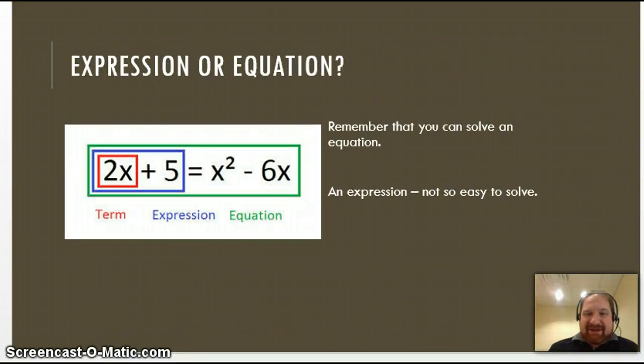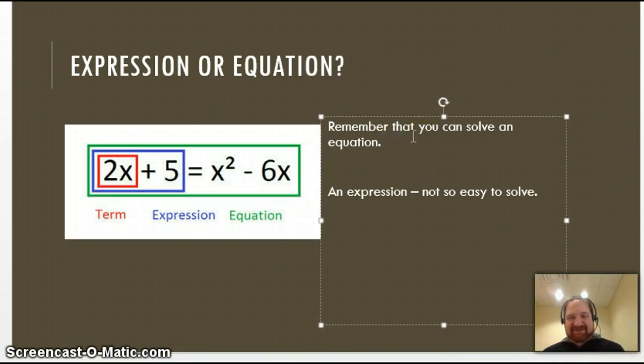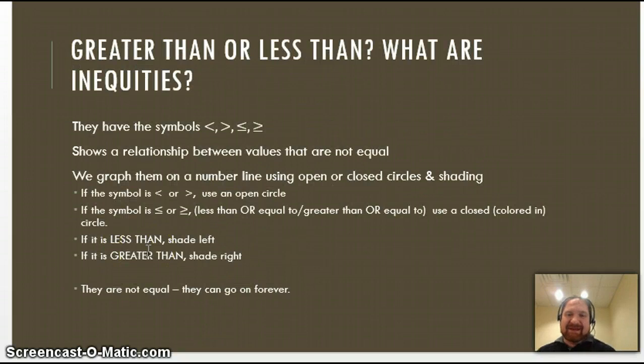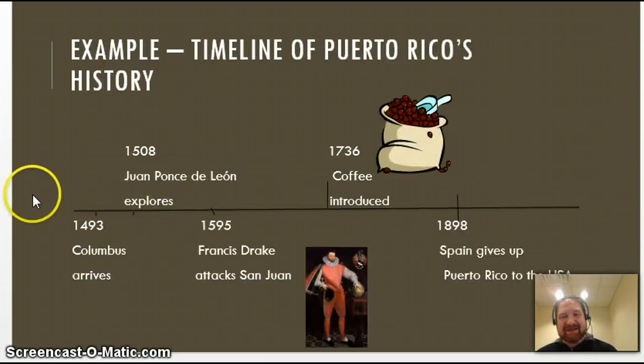Otherwise, some terms to know. An expression doesn't have an equal sign. Equations do. So you can solve an equation. It has an equal sign. I'm going to add that in here. Expressions don't. Expressions you can't really solve. And in inequalities, you're going to have the greater than, less than sign. So this will be coming up real soon in your classes. You'll probably get to these before the end of the year.